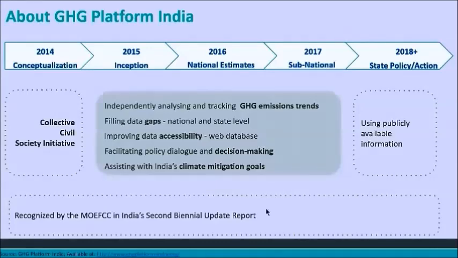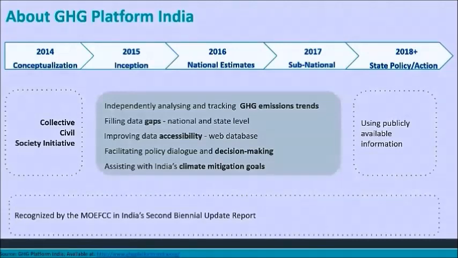As mentioned, the platform comprises CEEW, CSTEP, ICLEI South Asia, Vasudha Foundation, CIMMYT, and WRI India, in addition to a few sectoral experts in their individual capacities. The platform was jointly conceptualized by Shakti Sustainable Energy Foundation, who's our funder, and Vasudha Foundation, the platform secretariat.